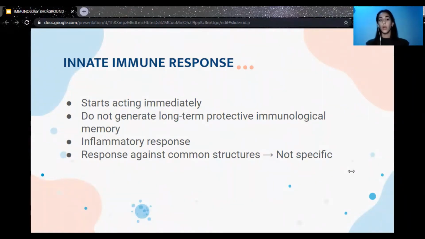So the counterpart of this innate immune response is that it doesn't act specifically against a type of microbe. It acts broadly, generally, and doesn't distinguish between microorganisms that are similar to each other. It acts against general structures of these microorganisms.